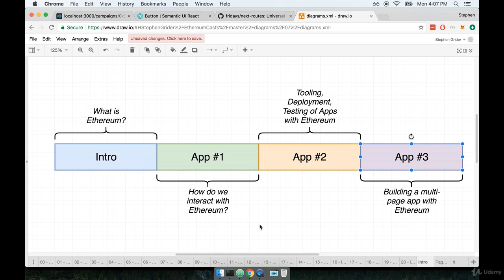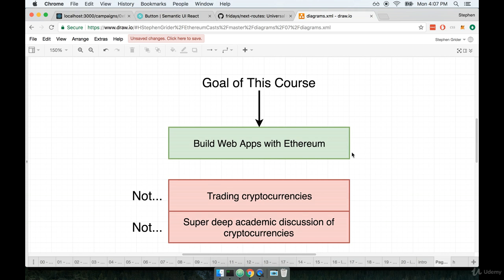Now there's a couple of other notes I want to give you very quickly. The goal of this course is to teach you how to build web apps with Ethereum. That is the goal. So there are going to be some topics that we don't quite brush on so deeply as you might wish. In particular, we're not going to talk a lot about, say, trading cryptocurrencies. So this is not a course that's going to teach you how to invest in Ethereum or how to trade Ethereum coins with Bitcoin or anything like that. The goal of the course is to build web apps with Ethereum.